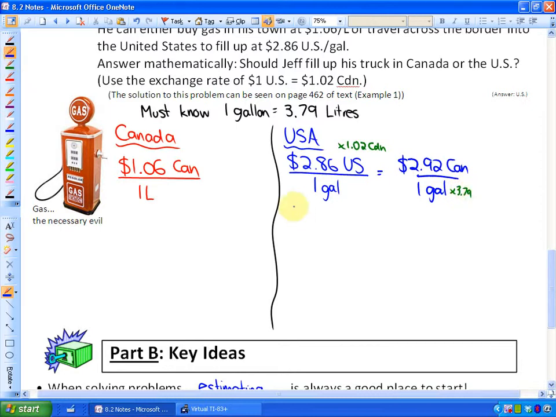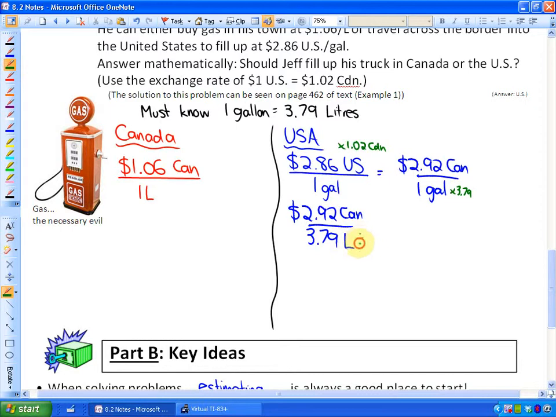So at this particular time, and this is only one method of solving, but what we'd like to do is put these into the same types of units. And that costs $2.92 Canadian for 3.79 liters. Now in both cases, red and blue, we have Canadian and liters, but we don't have a comparable number, not equivalent numerically in the denominator. This is cost per 1 liter, and this is the cost per 3.79 liters.